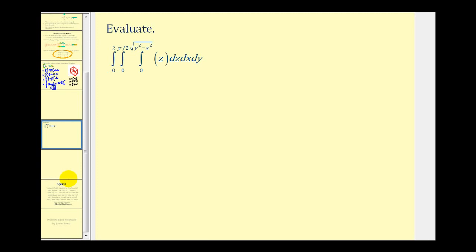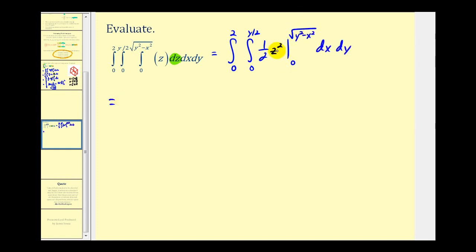Let's take a look at another example. Notice we first integrate with respect to z. So we'll have z squared over 2, or 1/2 z squared. We evaluate this at the limits of integration. This is nice, this is z squared, because when we sub in our upper limit of integration, we're just going to have 1/2 times y squared minus x squared. And then when z is 0, this will be 0. I think I'll go ahead and distribute the 1/2.